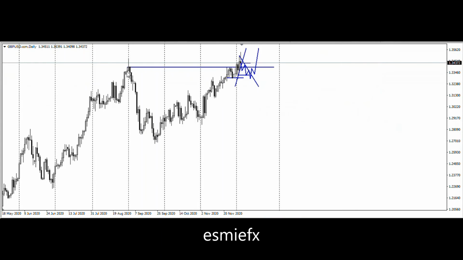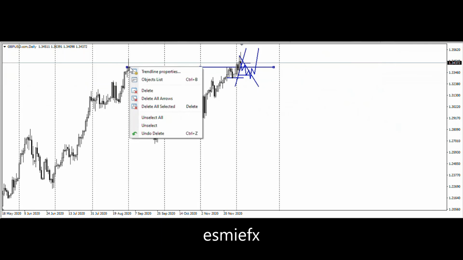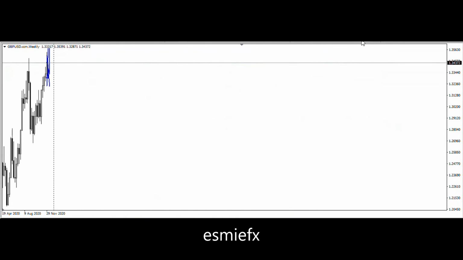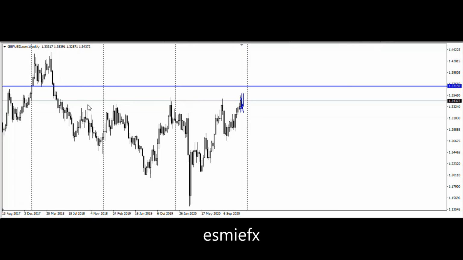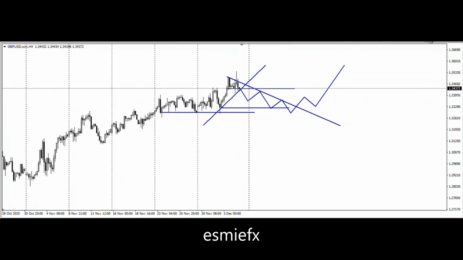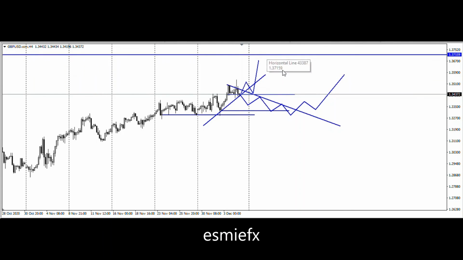Okay. I can take this one out because this is no more resistance. So now this is all this area. Because it can move up this way as well, and then give one move up, hit that target, and then drop. So I do not know.